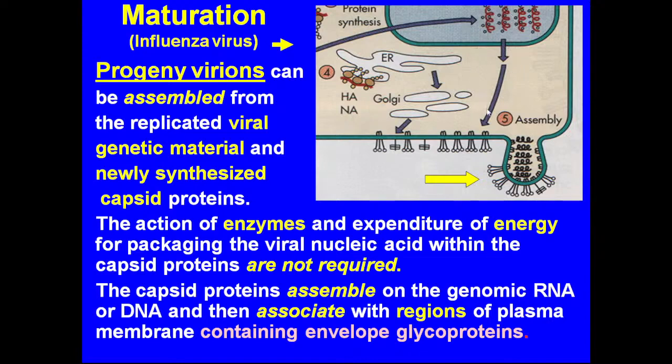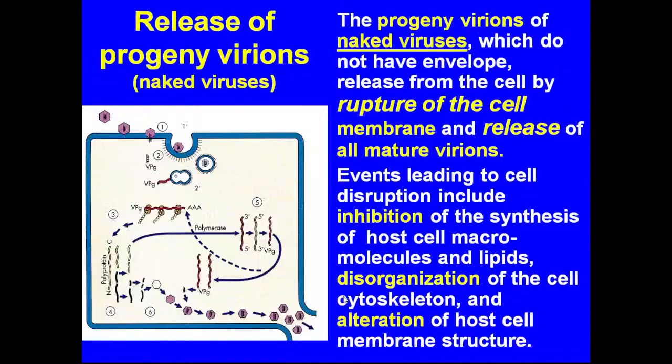Here you can see the genetic material and newly synthesized capsid proteins. The action of enzymes and expenditure of energy for packaging the viral nucleic acid within the capsid proteins are not required. That's why the process is called self-assembly. So the viral capsid proteins will be assembled and enclose nucleic acid, and then in enveloped viruses, it will be enveloped with a cell membrane modified with surface glycoproteins also produced inside the cell, usually in the ER and glycosylated there. And then we have a stage of release, when the viruses will be released from the host cell.